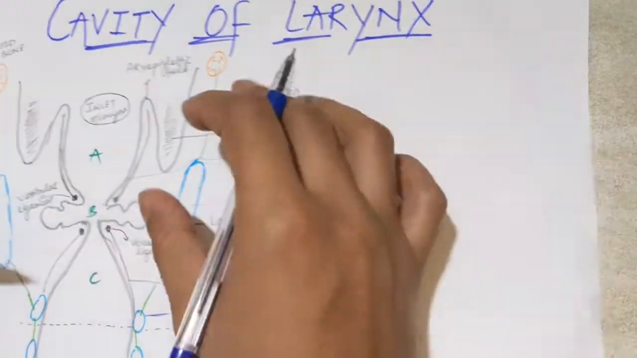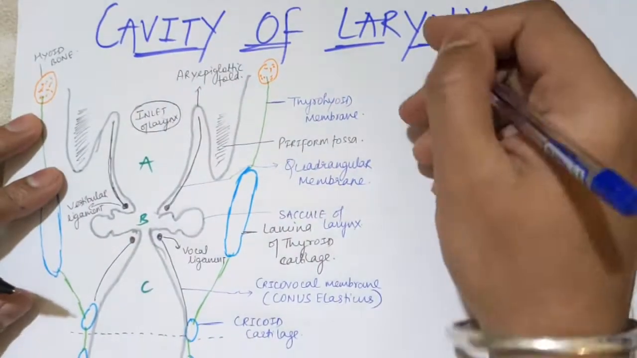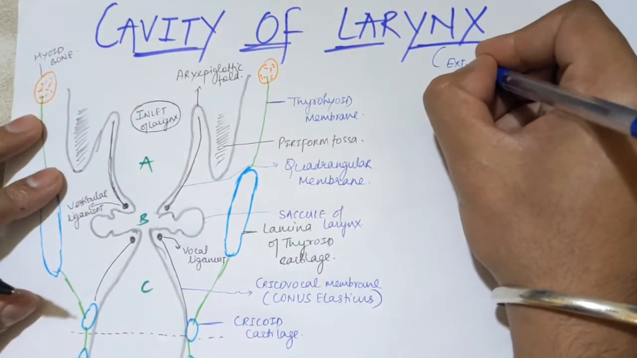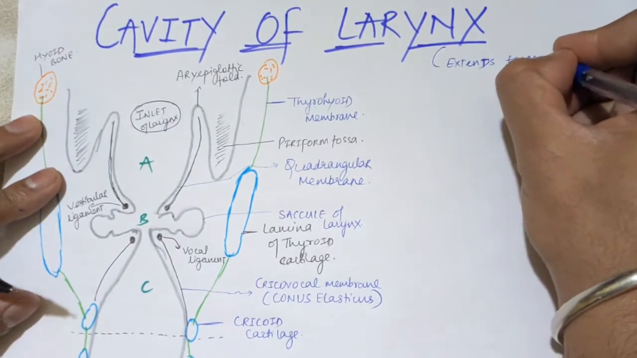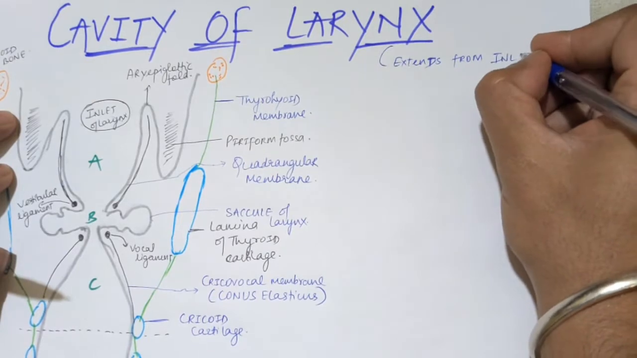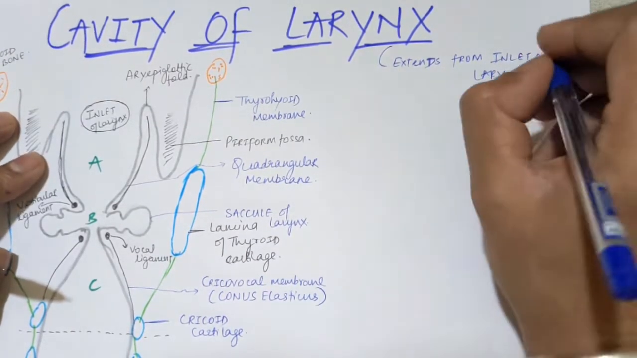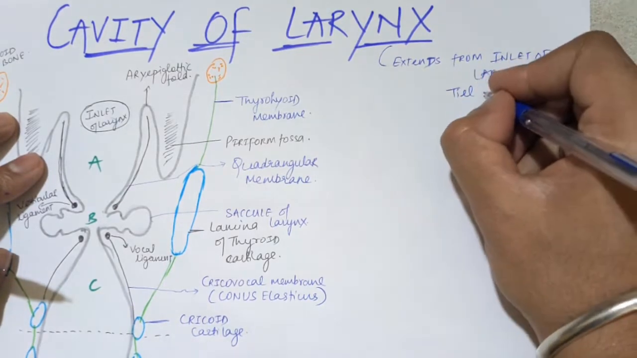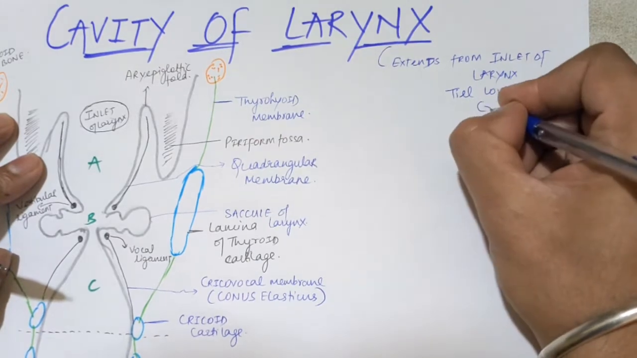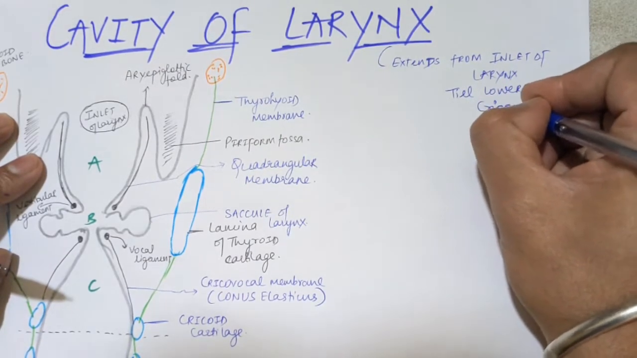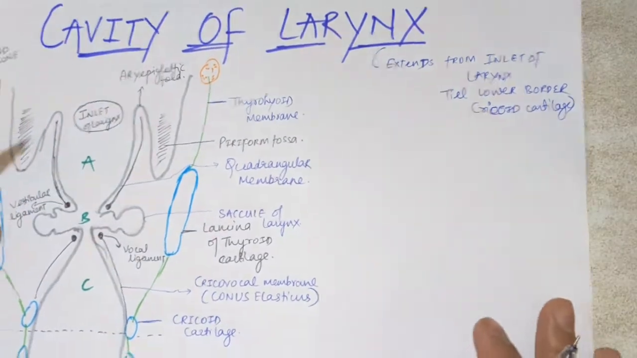You know that this part is your inlet of larynx, that is the opening in the larynx. So this cavity of larynx extends from the inlet of larynx till the lower border of the cricoid cartilage. So this is the extension of your cavity of larynx.